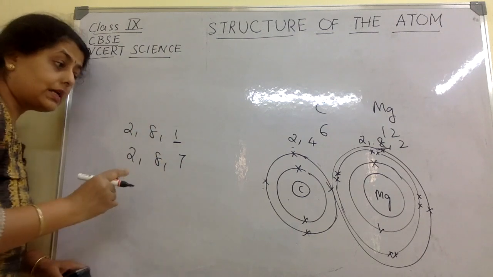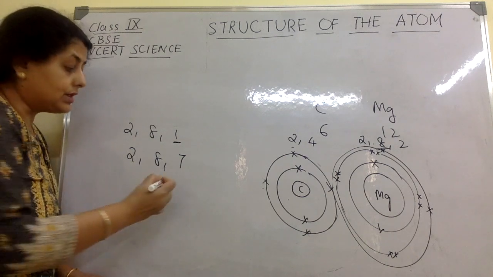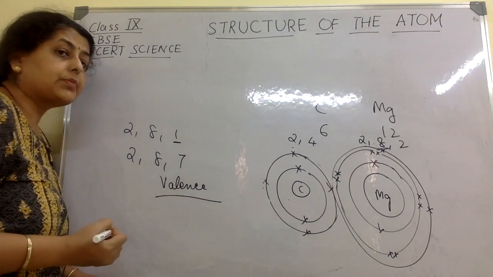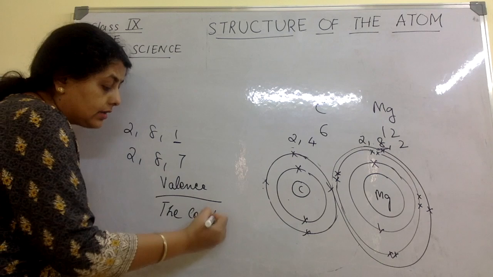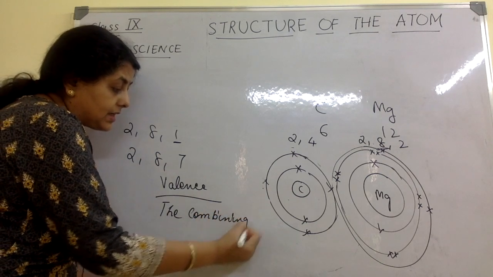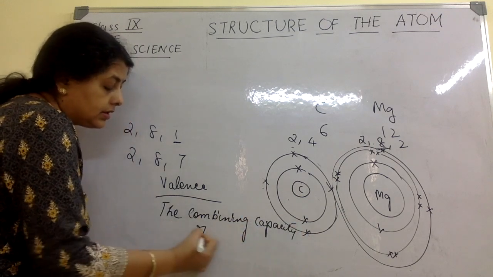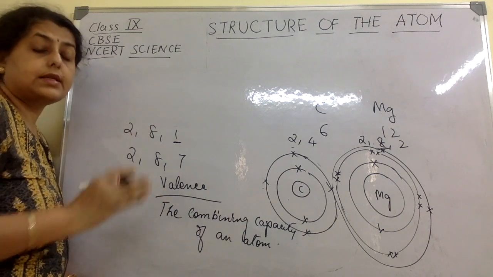So that is where we have something called valency. Okay, what is valency? You must have heard of it, valency. Now valency is, sometimes it is said, the combining capacity of an atom or an element. Okay, that is called valency of that element.